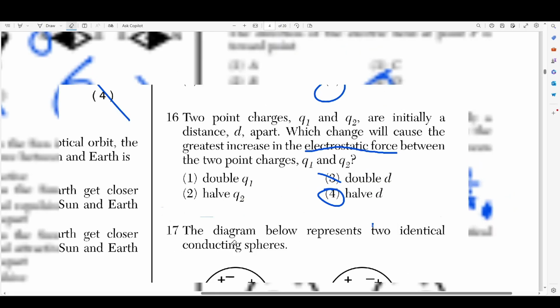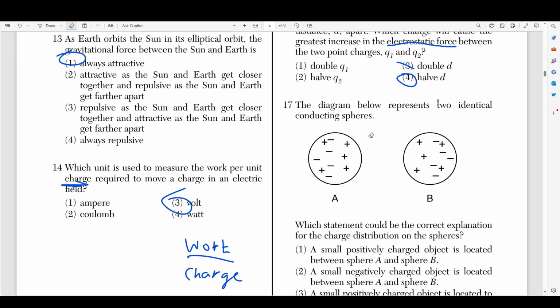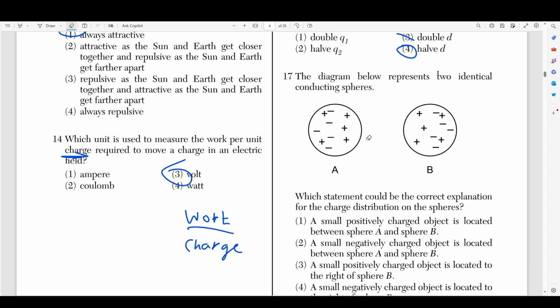Okay, so number 17 says the diagram below represents two identical conducting spheres. Which statement could be the correct explanation for the charge distribution on the actual spheres? Right, so what do we see here? We see that this side and this side are both positively charged, and the backs are negatively charged. Here's another thing that you need to remember about electricity. Likes repel. If you have a positive and a positive, they will run away from one another. They do not want to be close together. Same thing with a negative and a negative. If you have two negatives next to each other, they will repel against one another. But if you have a positive and a negative, they come together.